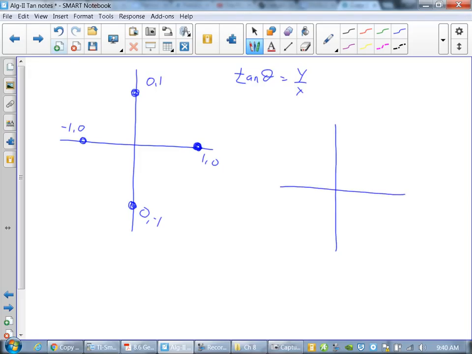tangent at 0 is 0 divided by 1, y divided by x. What's 0 divided by 1? 0. What happens at pi over 4? What's the tangent at pi over 4? 1. Very good. Tangent at pi over 4 is 1 because it is root 2 over 2 and root 2 over 2. You okay with that? Okay.